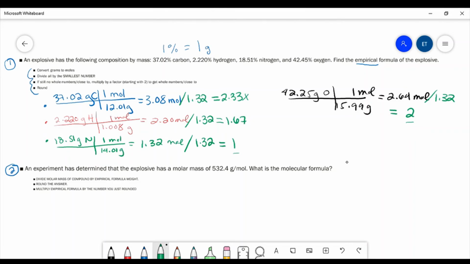When I tried 2, I did not get the numbers that I wanted, the whole numbers or numbers close to that. So I'm not going to show it, but if you want to double check, go ahead and do it on your own. After trying with a factor of 2, I then tried a factor of 3. I'm going to do it in a different color.